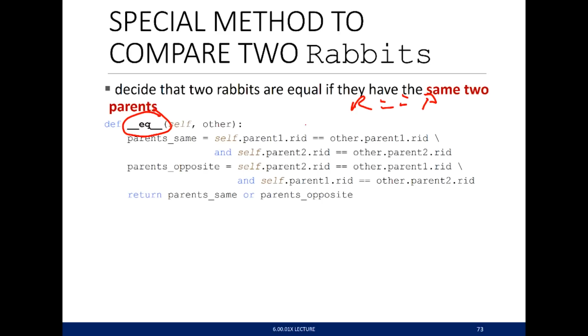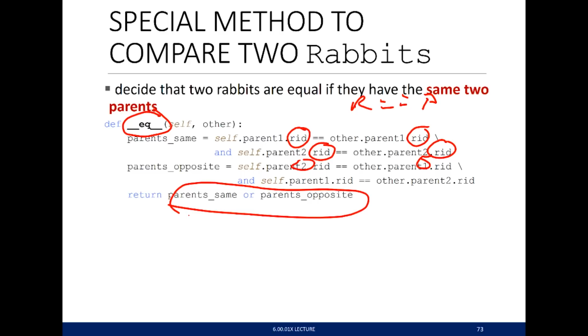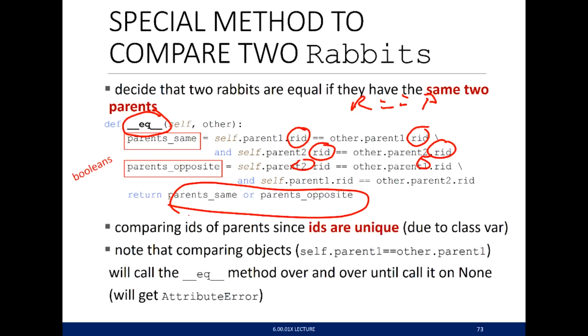How do I do that? Well, I'm simply going to look at the tag associated with the instance for each parent, both for parent 1 and parent 2 of self and other. That could be they're the same parent 1 and parent 1, parent 2 and parent 2, or they could be the other direction. And I'm going to return true if one of those cases is true. So I'm setting up Booleans here. And what I'm doing is relying on the fact that I built a unique tag with each instance of a rabbit. And if I do that, I'm simply comparing those tags. I know they're unique because of the way I define them.